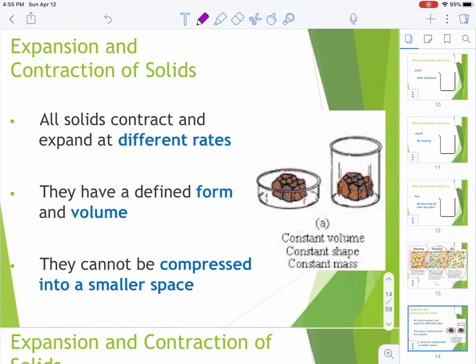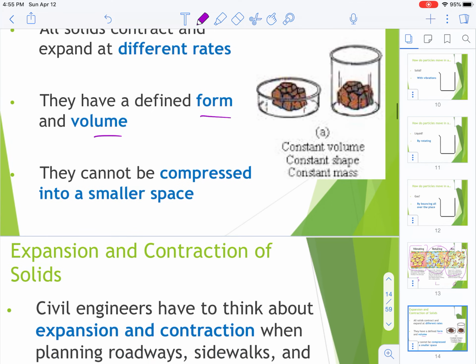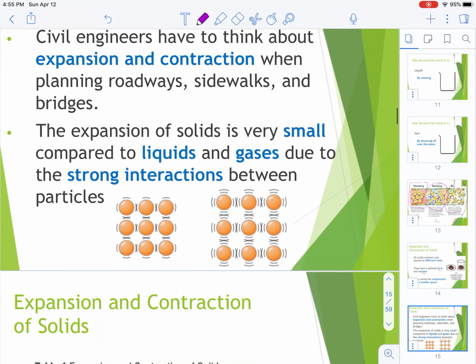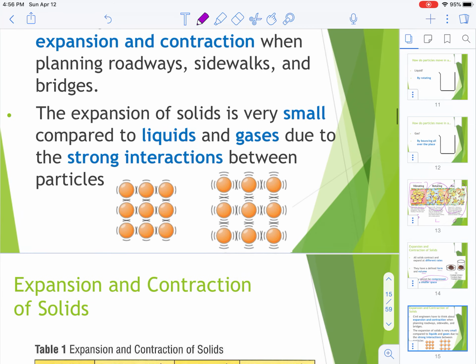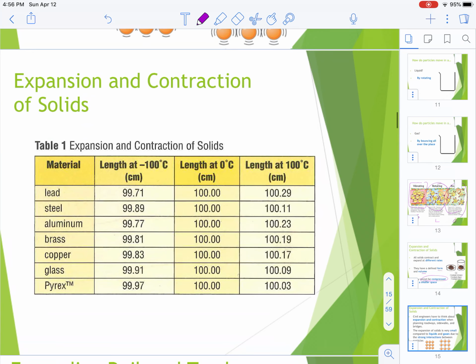Solids will contract and expand at different rates depending on what solid it is, and they have a certain shape and certain volume that cannot be compressed. This has to be taken under consideration as construction and engineering of any buildings or roadways takes place, because we have to make some allowances for that expansion and contraction.